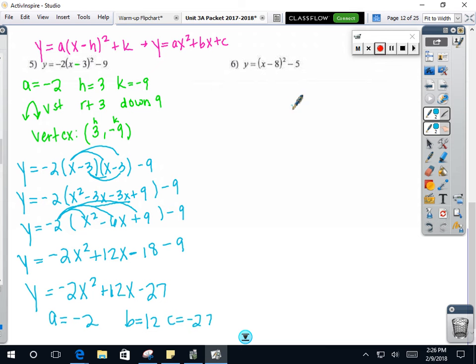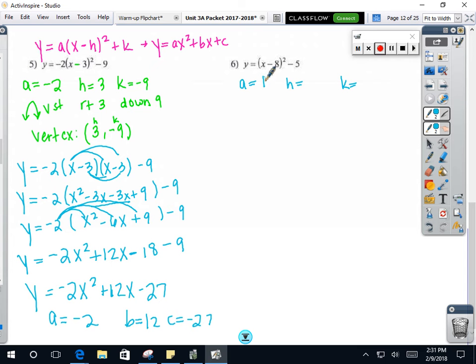Okay, I'm going to give you like 2 minutes to try number 6 by yourself. Go. This is a parabola. The way we know is because it's squared. It's given to us in vertex form, so we should be able to identify the A, the H, and the K. What is the A?